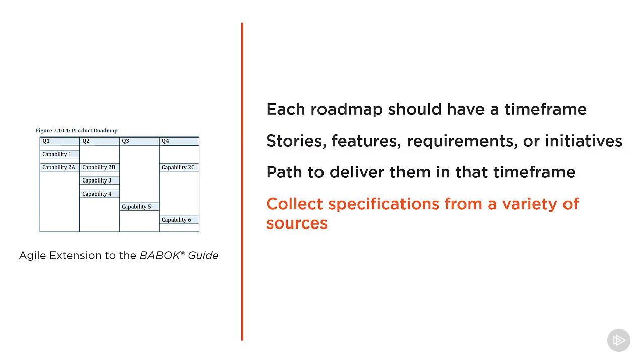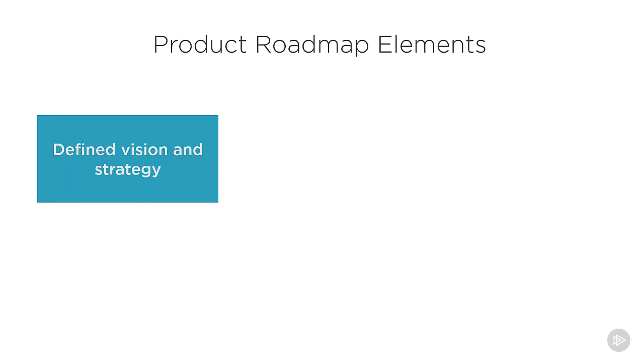You should collect specifications from a variety of sources, including internal team and external stakeholders. You can consider incorporating milestones as well to mark planned release dates, although product roadmaps should focus on value delivered and not on checkpoints. Let's check out which elements we need to document a product roadmap. First and most important is to have a defined vision and strategy.